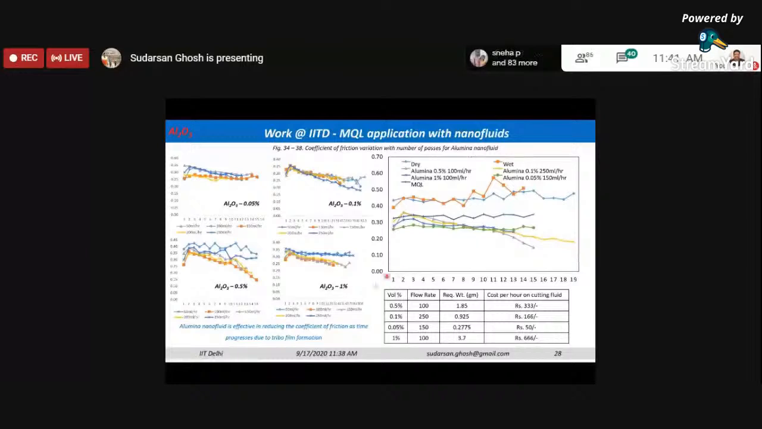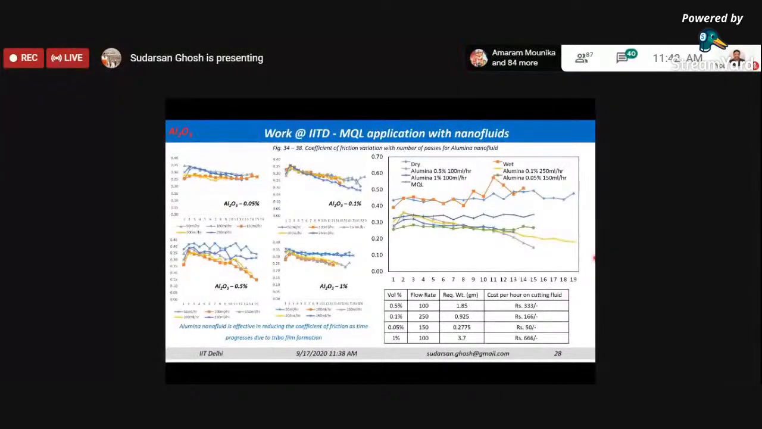But as far as the cost analysis is concerned, we have done a small cost analysis, and as you can see, with the change in the volume percentage the cost also changes. From 0.5 to 1%, there is a huge change, almost twice. The most economic one is something like this, as you can see, 0.05%, and 0.05% is also giving a very decent reduction in the friction coefficient value.